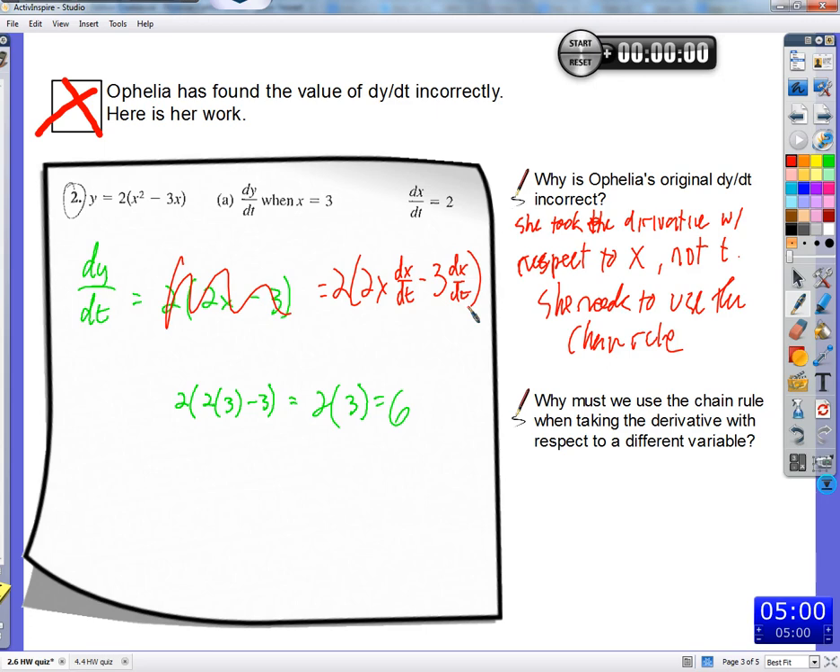Okay. So why must we use the chain rule when taking the derivative with respect to a different variable? Why can't we just say the derivative of x squared is 2x? Why do we have to use the chain rule on this? Because it's not with respect to x, as time is changing. Yeah, you're getting there. You're not using the exact math words I'm looking for, but you're getting there. Look at it as time changing. It's not with respect to x, it's with respect to t.